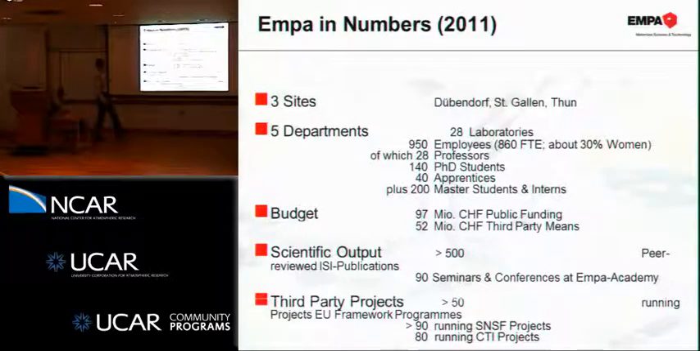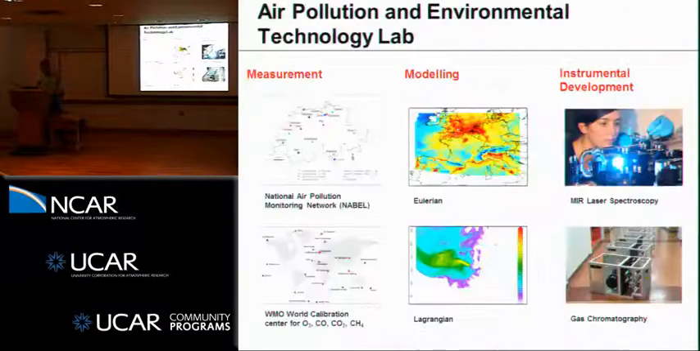Just a few numbers about Empa. We have three sites: Dübendorf, which is the main site, St. Gallen, and Thun. We have 28 laboratories and 950 employees, so it's quite large. An impressive number, I think, is the 140 PhD students, because 10 years ago we had only 5. So we have completely turned from something like a service and testing facility into a research institute over the last 10 years or so. The other numbers are not that interesting.